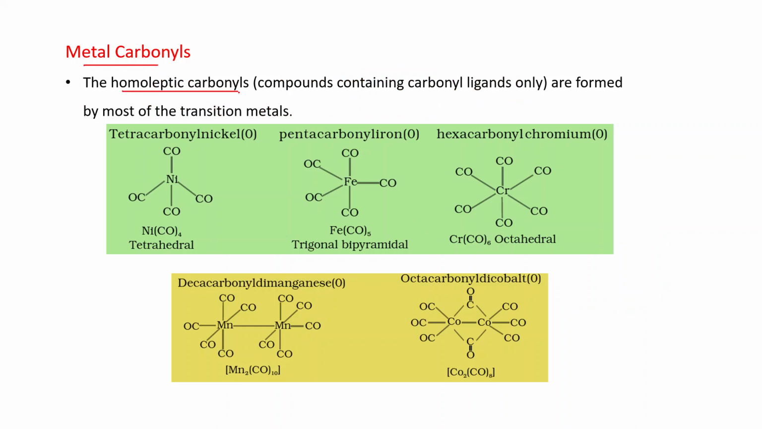The homoleptic carbonyls, that is, compounds containing carbonyl ligands only, are formed by most of the transition metals. Some examples are here. Tetracarbonyl nickel(0). This 0 is the oxidation state of nickel in this complex, and its formula is Ni(CO)4 and its geometry is tetrahedral. Pentacarbonyl iron(0). Its formula is Fe(CO)5 and its geometry is trigonal bipyramidal. Hexacarbonyl chromium(0). Its formula is Cr(CO)6 and geometry is octahedral.